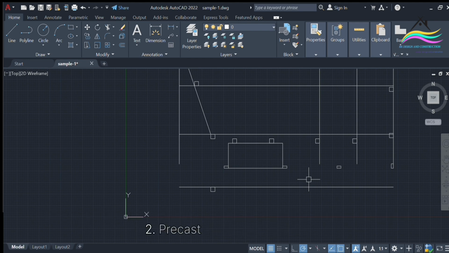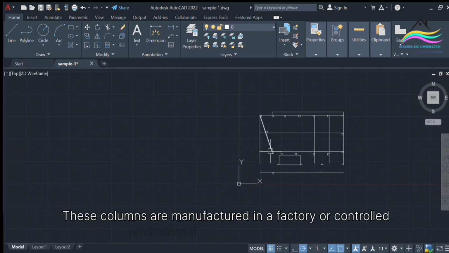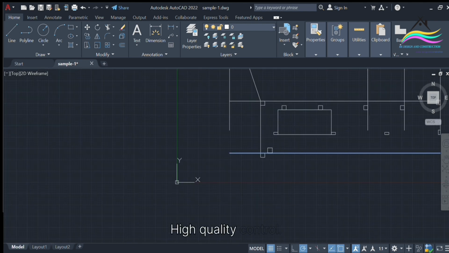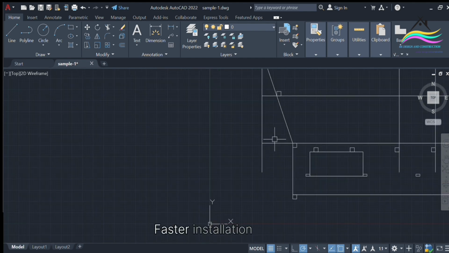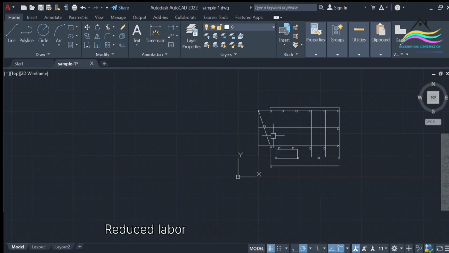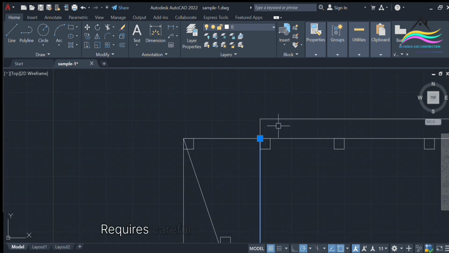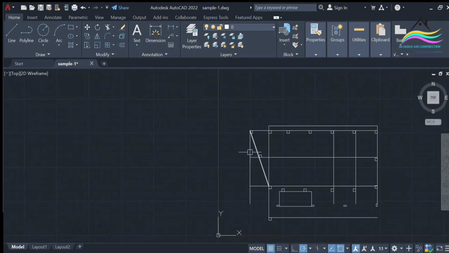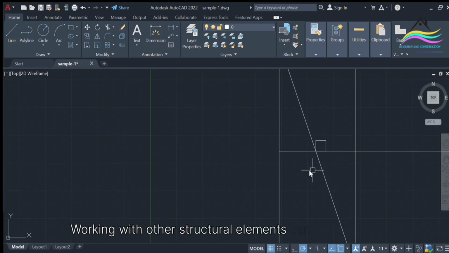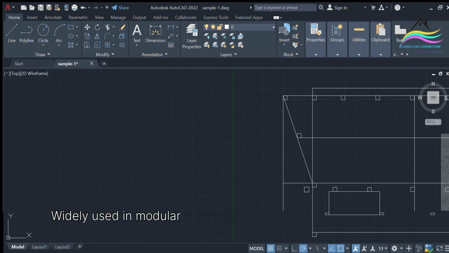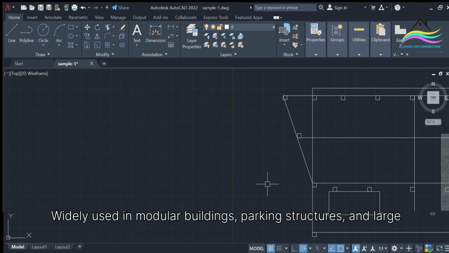2. Precast concrete columns. These columns are manufactured in a factory or controlled environment and then transported to the site for installation. Advantages: high quality control. Faster installation on site. Reduced labor costs and construction time. Limitations: requires careful planning and transportation. Jointing with other structural elements can be complex. Applications: widely used in modular buildings, parking structures, and large commercial projects.